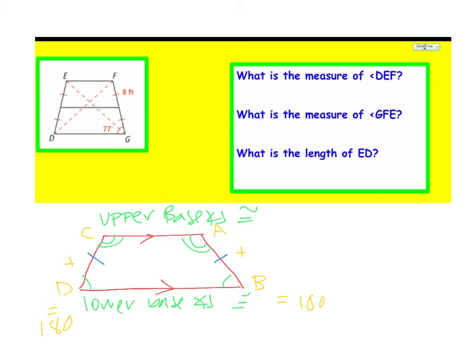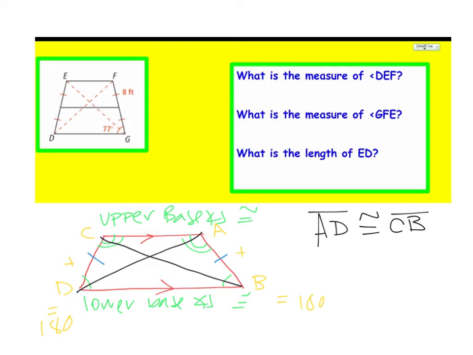We also know that the diagonals are congruent. So if I draw a diagonal in here, this diagonal is congruent to this diagonal. So AD is congruent to CB. Okay, so those are our features in an isosceles trapezoid. Way more than just in a regular trapezoid. In a regular trapezoid, all you get is parallel sides.